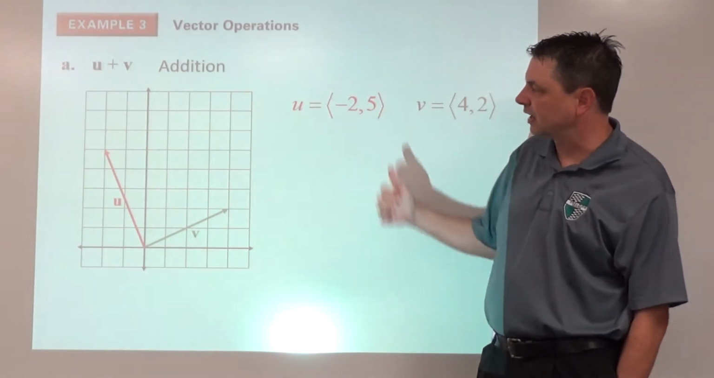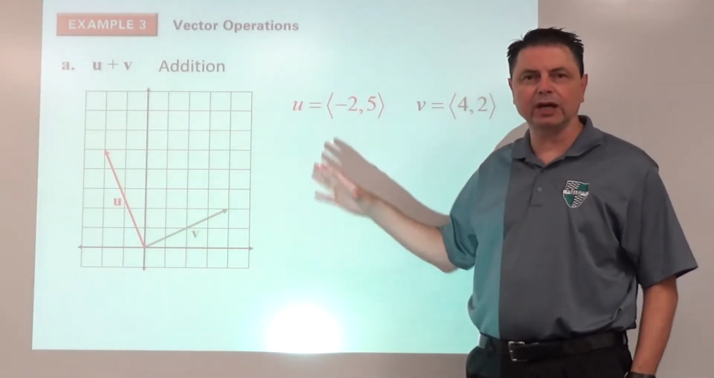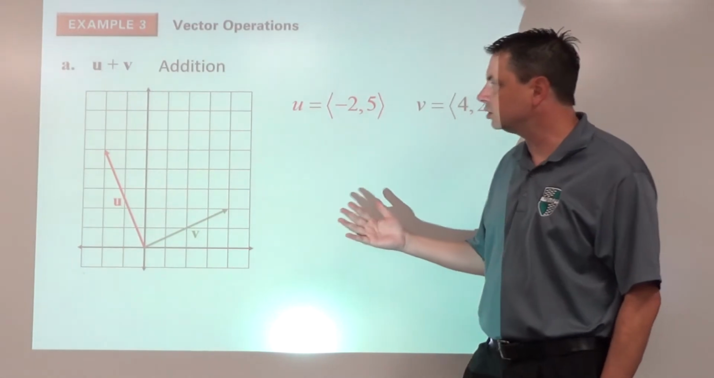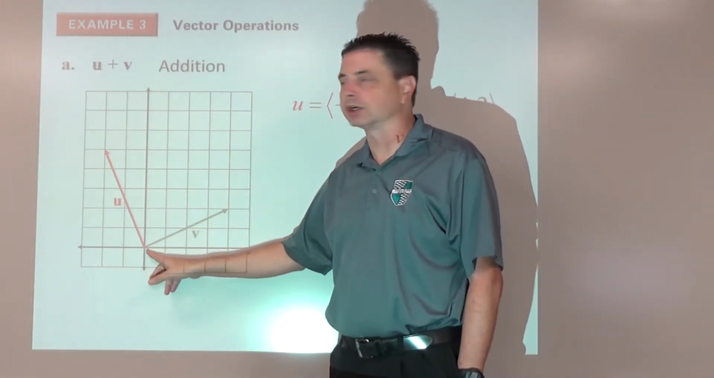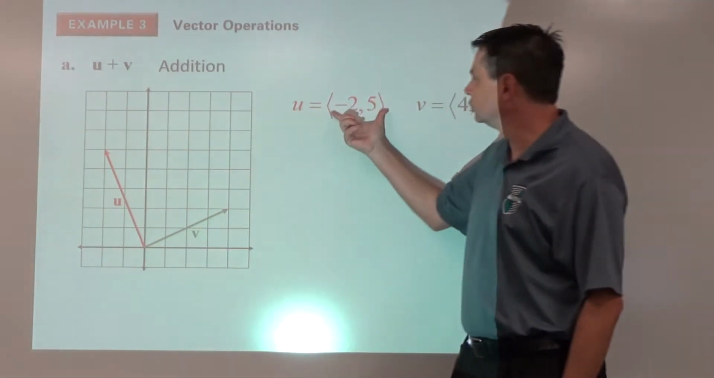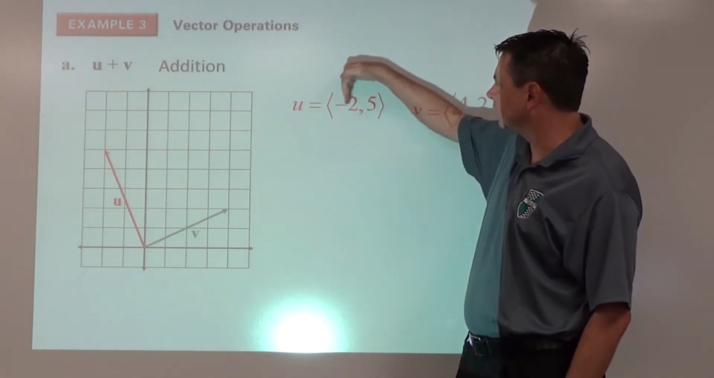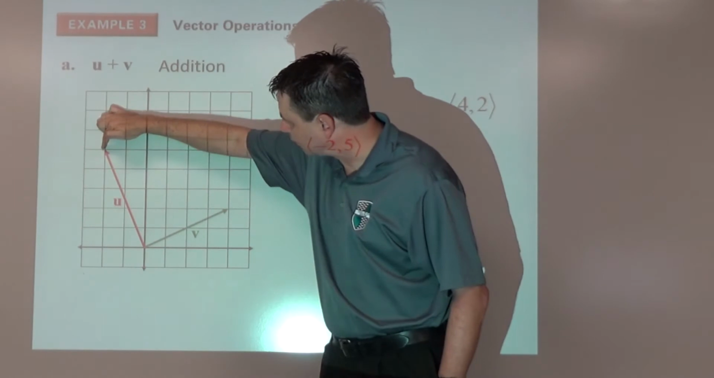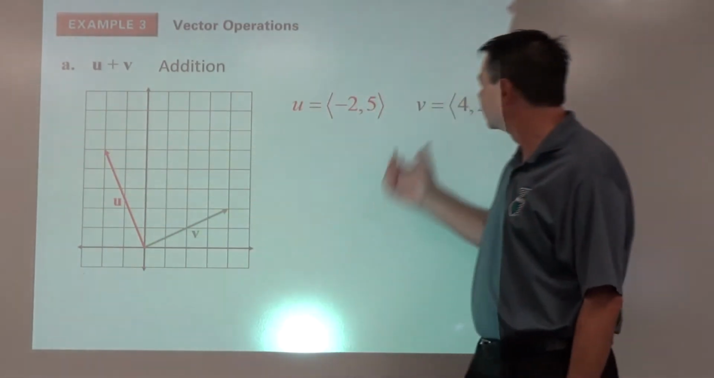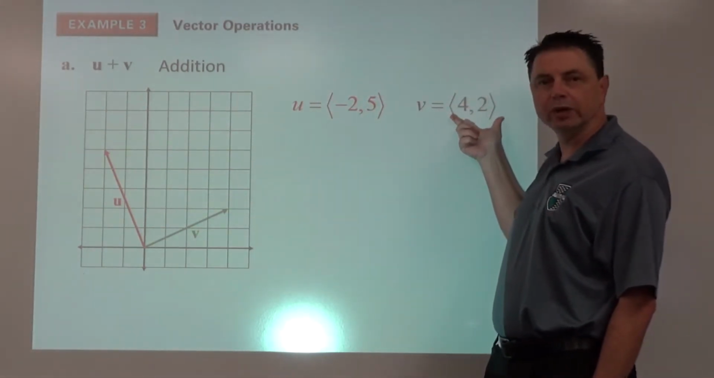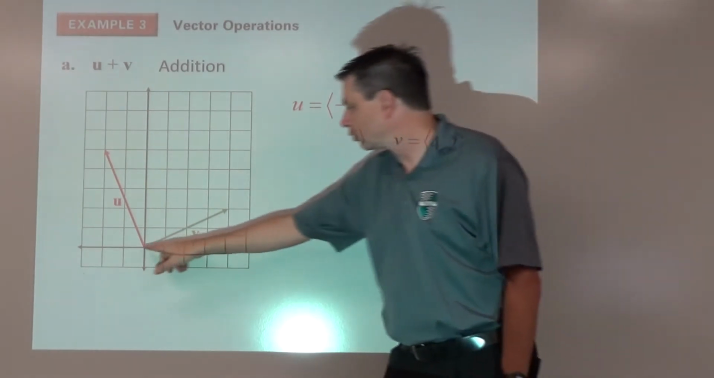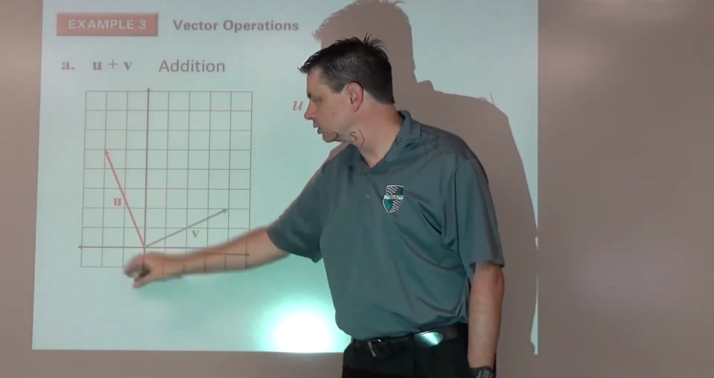Graphically, when we're talking about vectors, they can be anywhere, but it's most logical to have the initial point be the origin. So vector u is the vector negative 2 comma 5, meaning go left 2 and up 5. There's vector u. And vector v is pointy brackets 4 comma 2, right 4, up 2. So those are the two vectors.